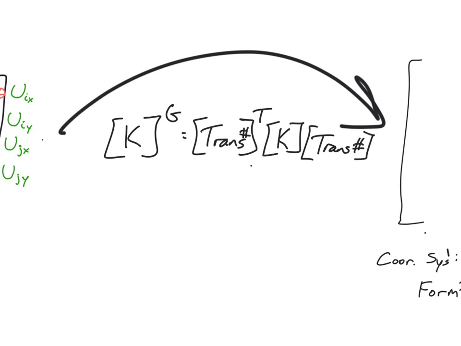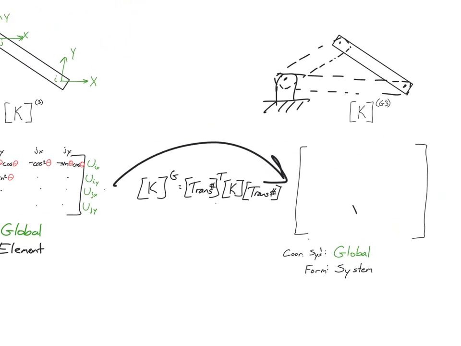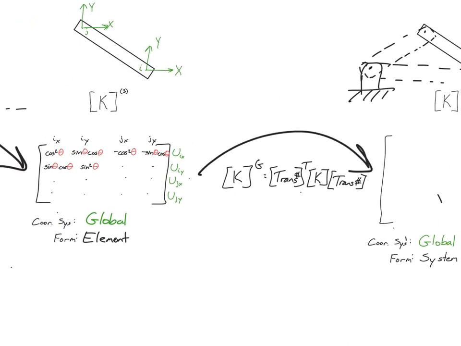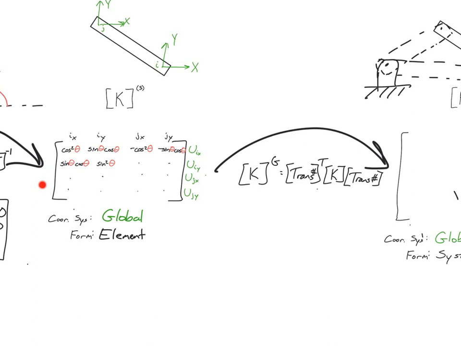Okay, so what is this trans matrix? What we got here is with 3 nodes, if we have 3 nodes in our overall system here, 1, 2, 3, we need to go from our 2 by 2. We're always going to have a 2 by 2 here. In this case, it's always going to be a 2 by 2 for trusses.